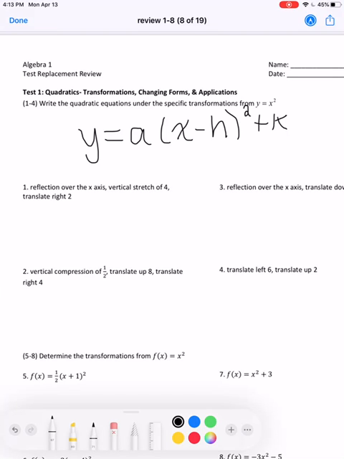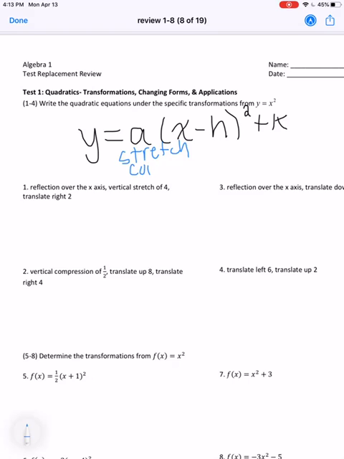I'm gonna just go over 1 through 8 on this test replacement review for Unit 3D. So this first part is talking about transformations. If you remember from the beginning of the semester, if you have y equals a, remember a does a stretch or a compression. If a is bigger than 1, it is a stretch. If a is between 0 and 1, it is a vertical compression.